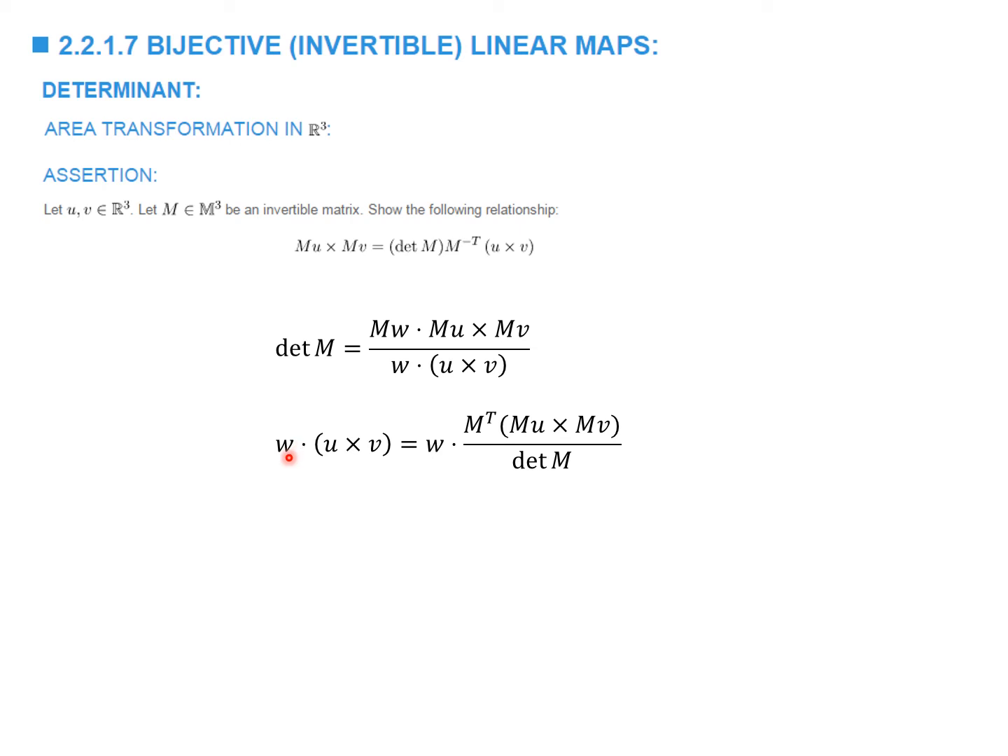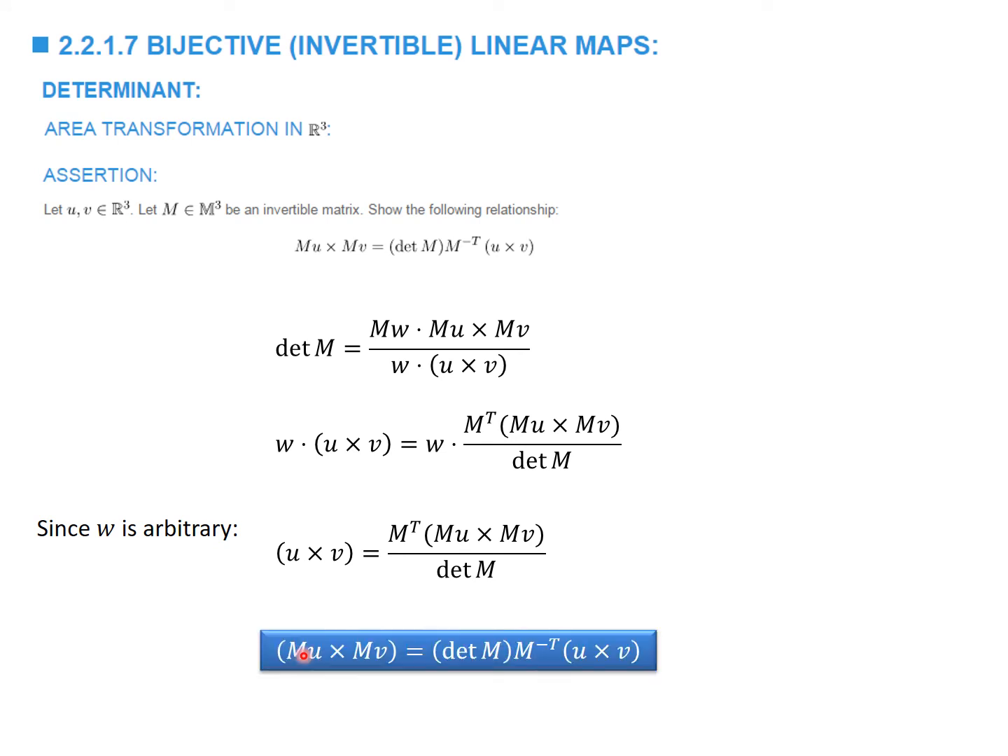And notice that I isolated the arbitrary vector W on both sides. Because I isolated the vector W on both sides, and because we're saying W dot this vector is equal to W dot this vector for any choice of W, because W is arbitrary, I can then assert that these two vectors are equal. So u cross v, this vector, is equal to M transpose multiplied by this vector divided by the determinant of M.